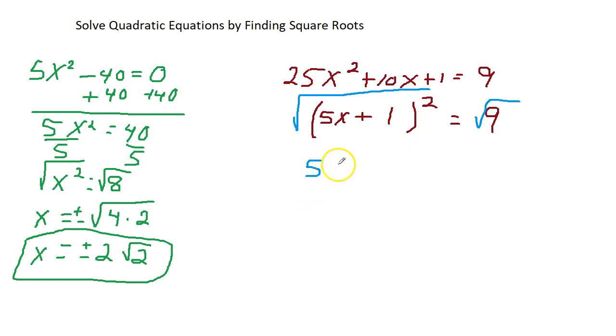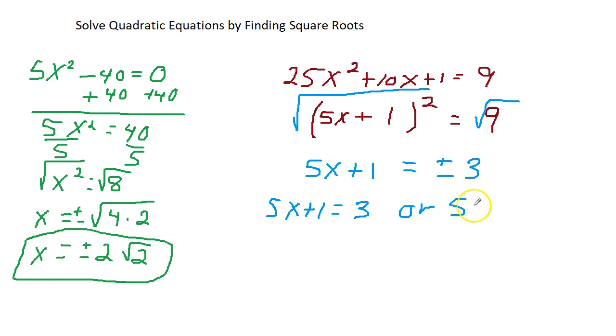So I'm left with 5x plus 1 equals square root of 9 is positive or negative 3. Now what you can do is break this apart into two separate equations. So 5x plus 1 equals positive 3. And we say, or 5x plus 1 equals negative 3. And then solve each equation separately.